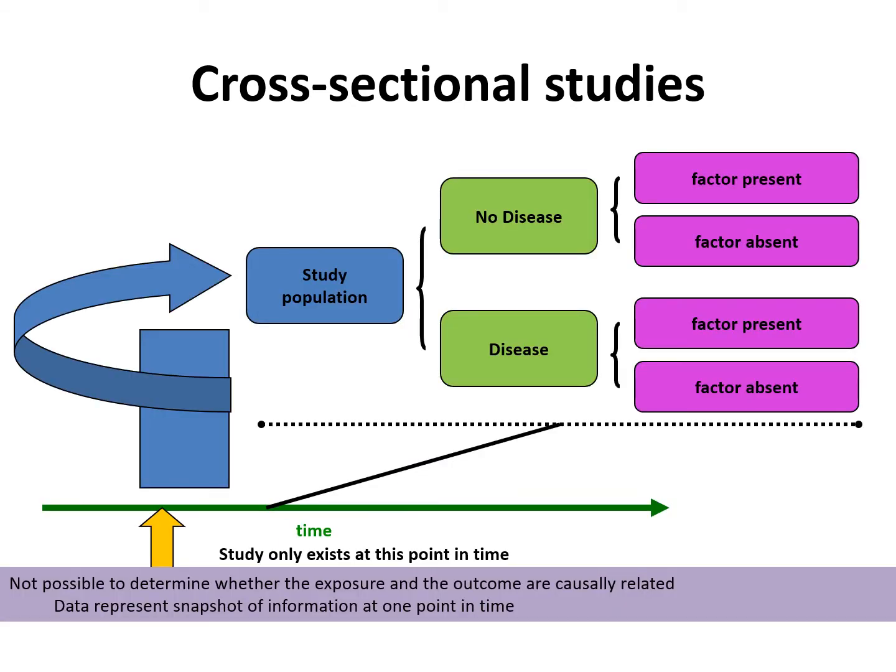So in a cross-sectional study, we will approach the study participants and identify those with the disease and without the disease. And among those with and without the disease, we will see whether the factor is present or absent. Because the study only exists at one point in time, it's not possible to determine whether the exposure and the outcome are causally related, and the data represent only a snapshot of information at one point in time.